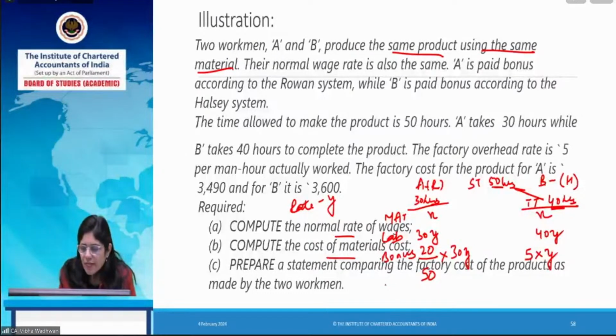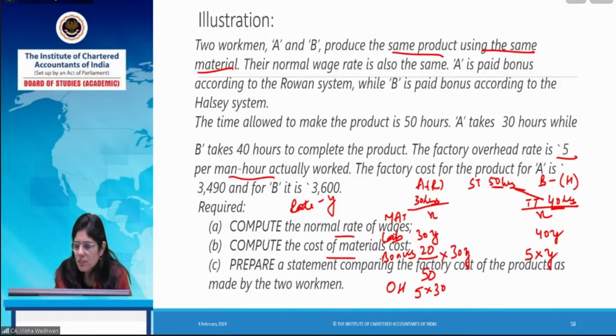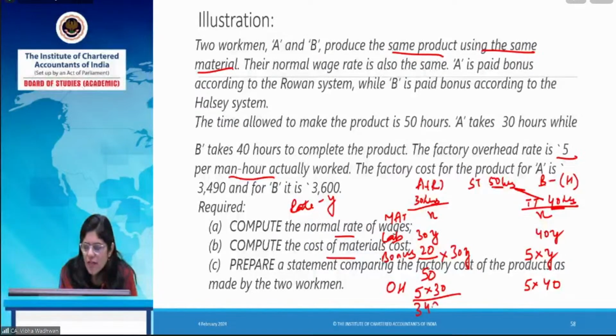Factory overhead rate. So now overhead. How much is overhead? 5 per hour is overhead on the hours actually worked. So 5 per hour into 30 for A. And for B, 5 into 40, because B has worked for 40 hours. So total factory cost for A is 3490 and the total factory cost for B is 3600.